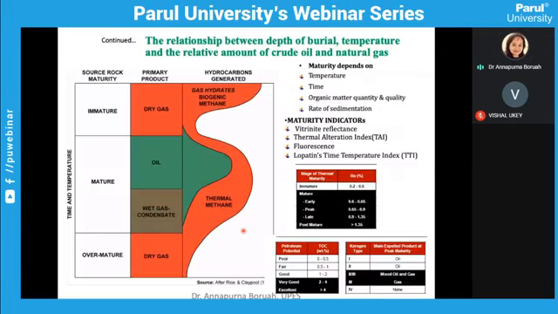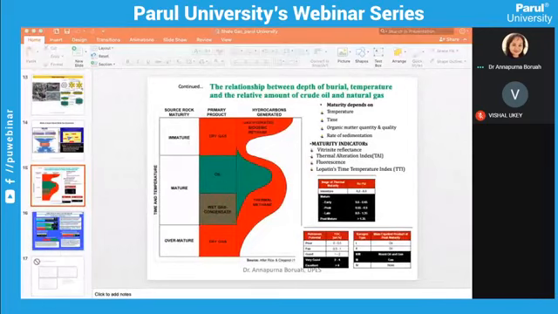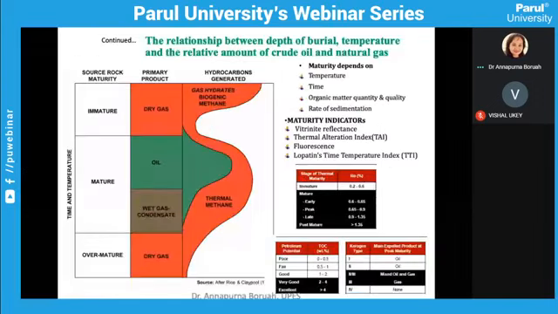So here you can see mature, immature, and post mature zones here. Maturity depends on temperature, time, organic matter quality, quantity, then rate of sedimentation. There are different maturity indicators like vitrinite reflectance, thermal alteration index, fluorescence, Lopatin time temperature index. These are different techniques to identify maturity.